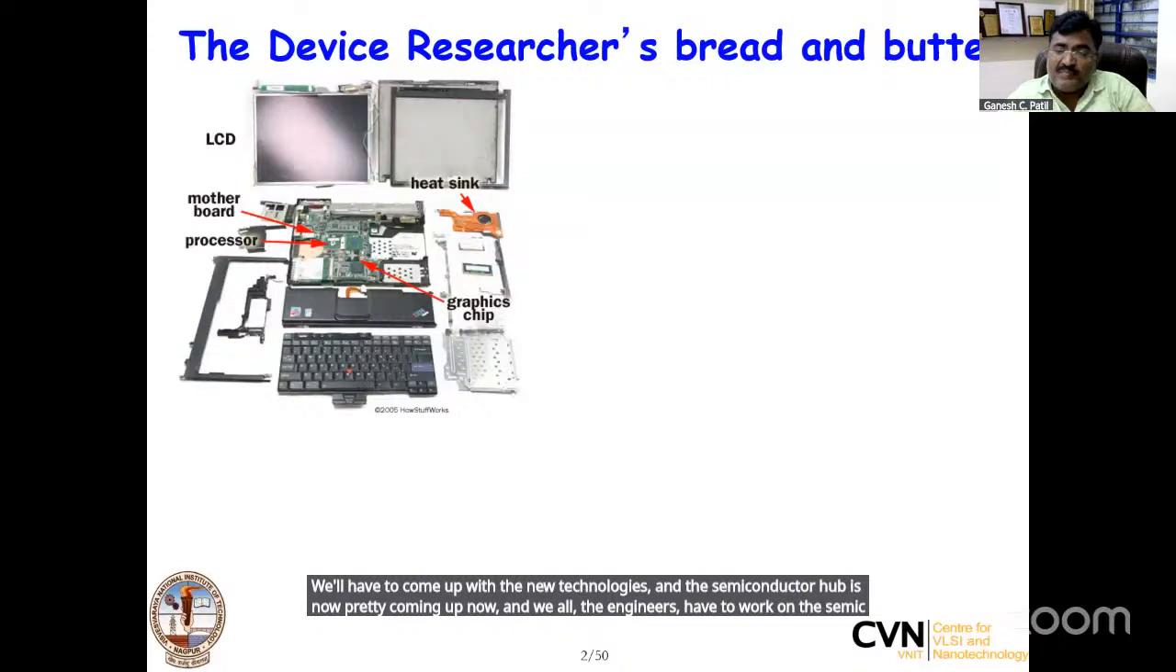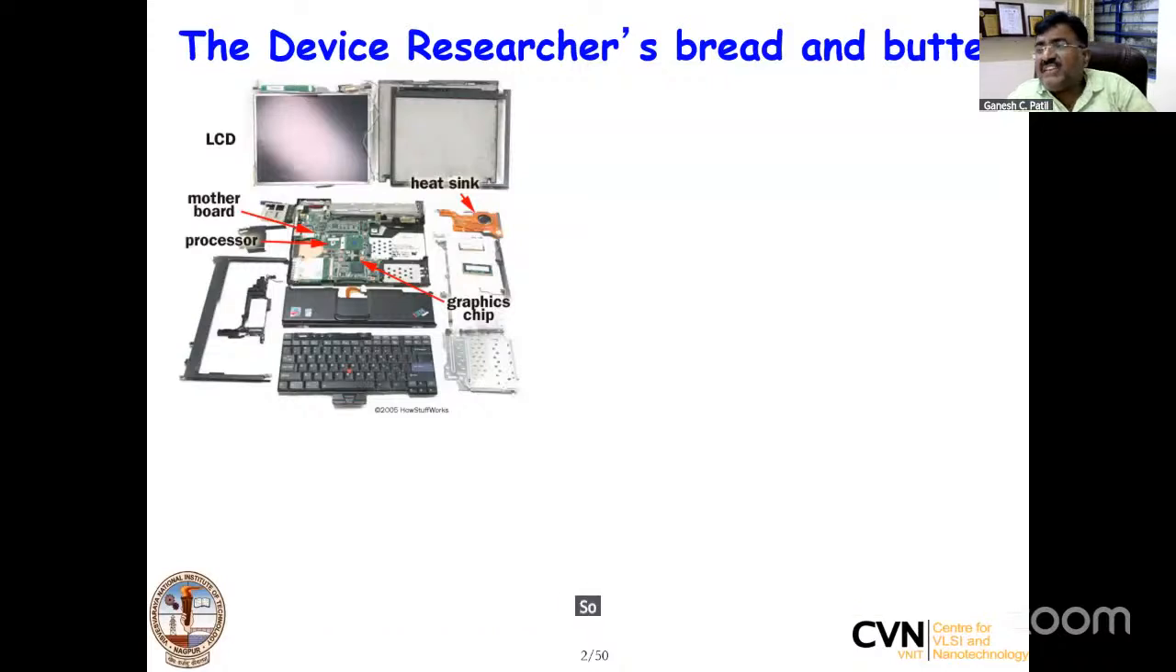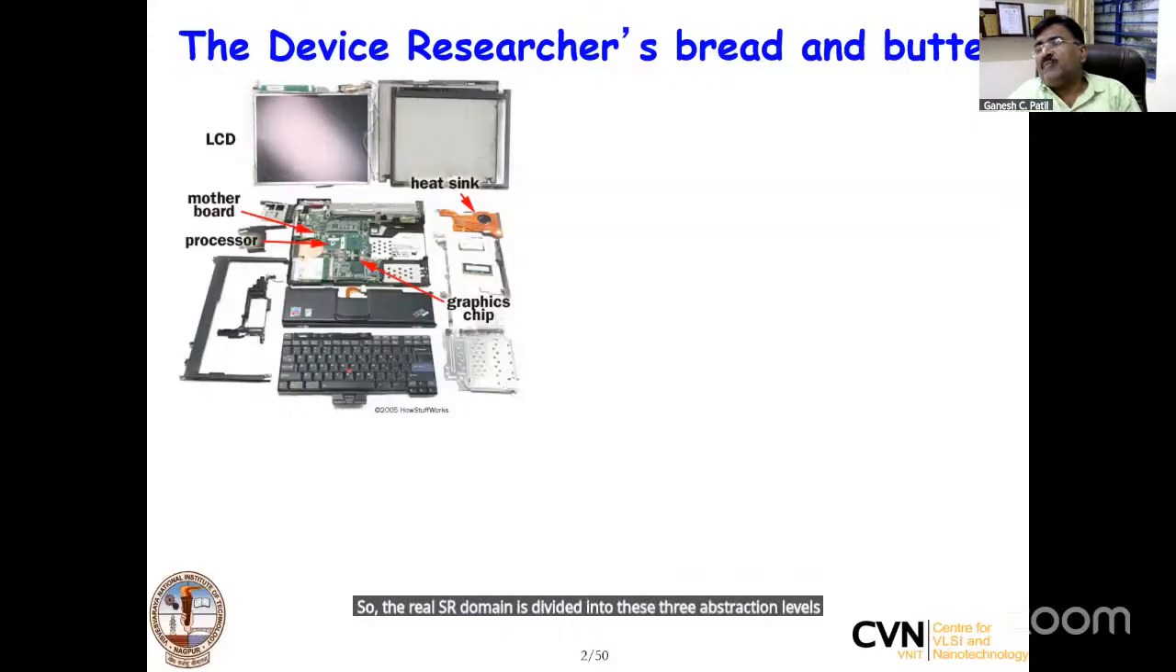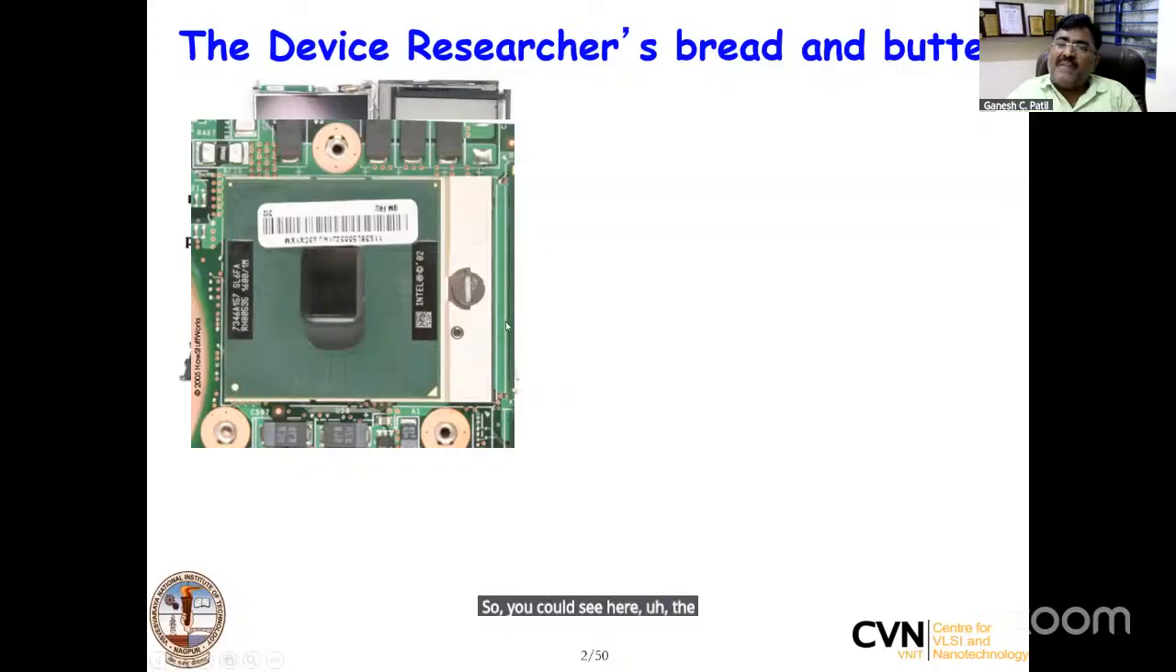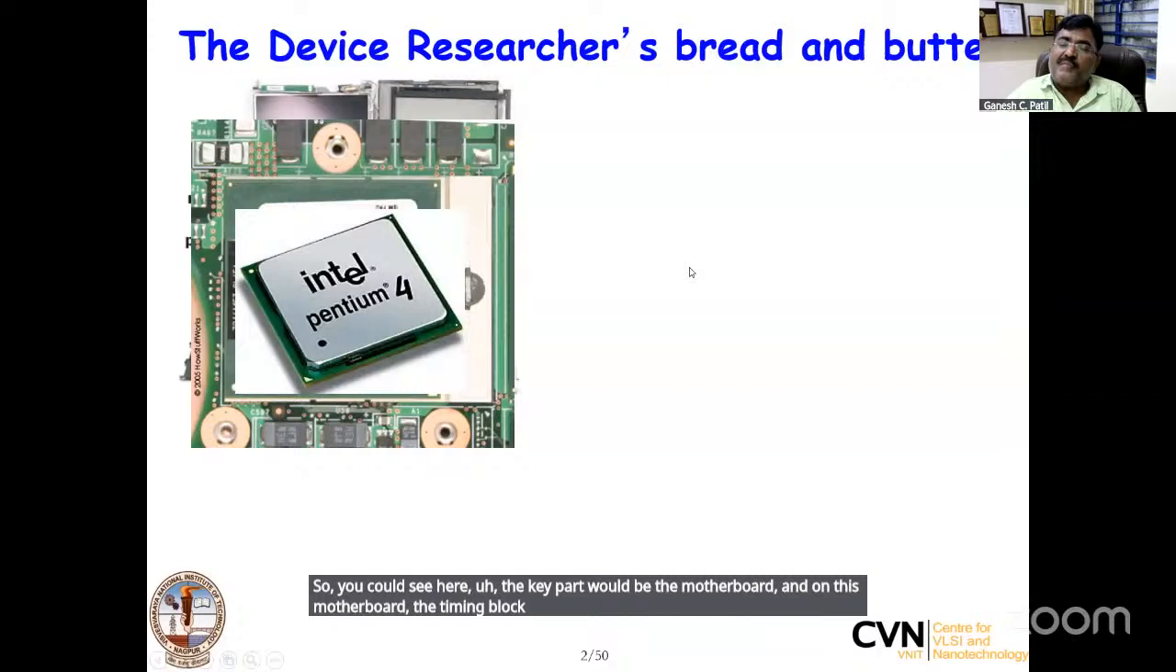In the VLSI domain, there are basically three abstraction levels. One is the device, second is the circuit, and the third is the system. So the VLSI domain is divided into these three abstraction levels. Today I'm going to focus on the first abstraction level, that is the device. You could see here the key part would be the motherboard, and on this motherboard the tiny block we could see would be the processor, that is the Intel 4004.